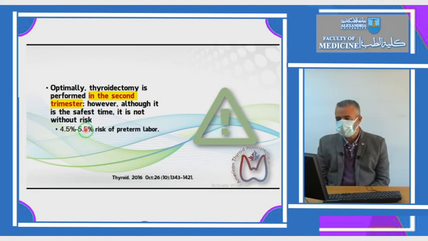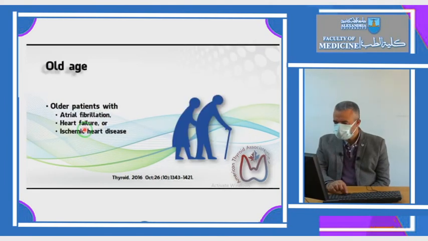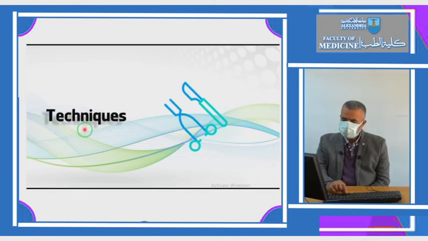However, this does not come without a price, because operating during pregnancy, even in the second trimester, is associated with a 4.5 to 5.5 risk of preterm labor. Old age is considered to be a relative contraindication for surgery, especially in those who have atrial fibrillation, heart failure, or ischemic heart disease. What technique should be adopted?